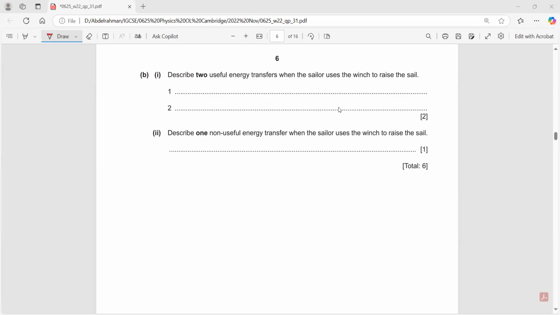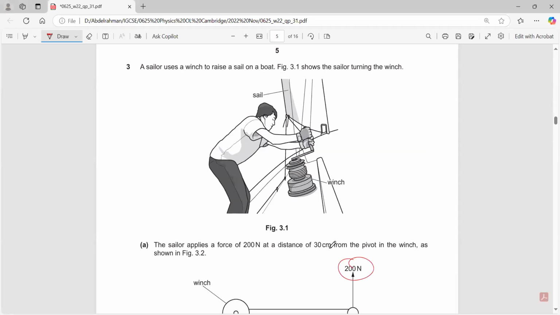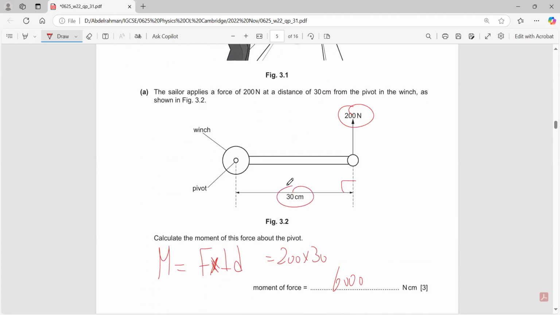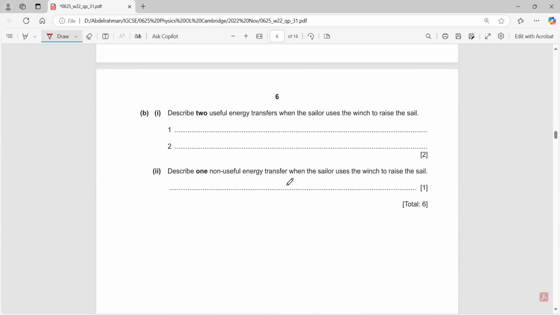Why? Because he is raising this sail. It's moving upwards. So you have to say kinetic to gravitational. Yes, this could be one of them. Another one is if you think about the energy stored inside the sailor. Inside the sailor is chemical. So you can say chemical to kinetic.